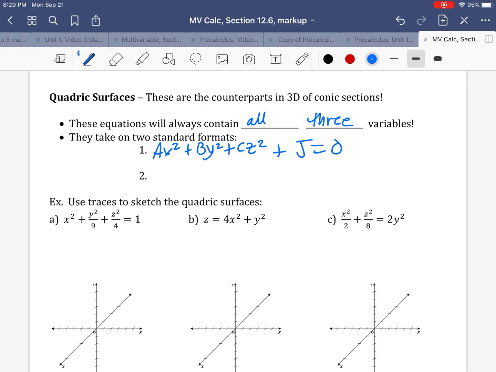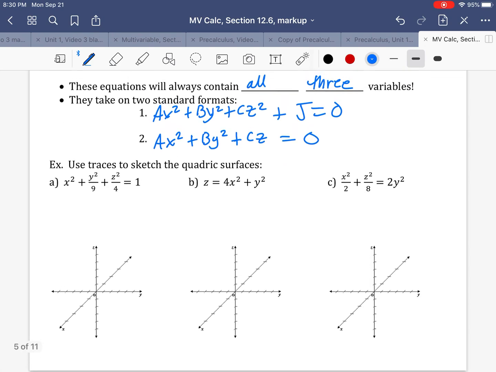All three letters are squared. You have A, B, and C in front of them. Some of these could be negative. A, B, or C could be negative, so it's not that everything's positive, but everything is squared, and you have a constant as well. Then you can also have this form, ax squared plus by squared plus cz equals 0. In this case, one of them is not squared. Again, there could be some negatives, but these are just the different formats that it takes on.